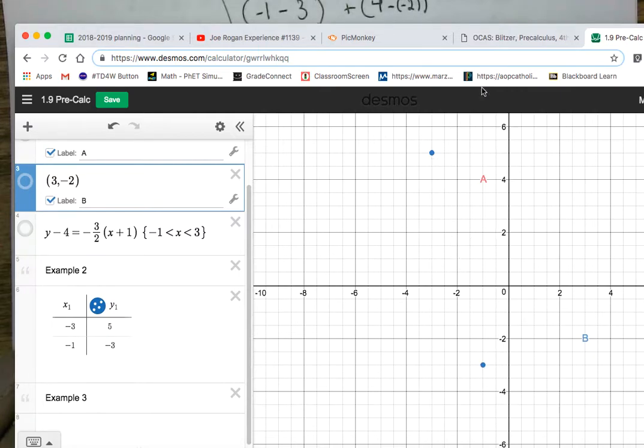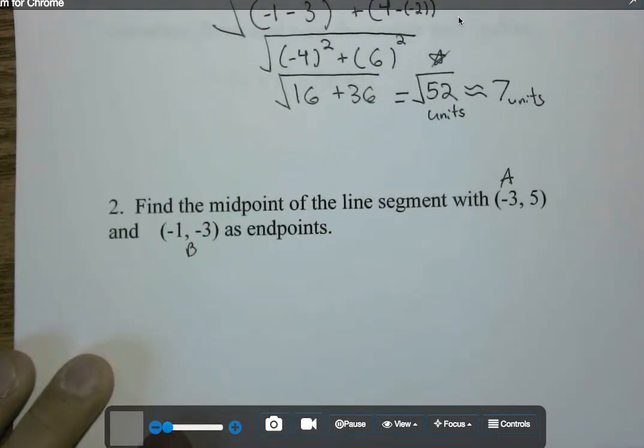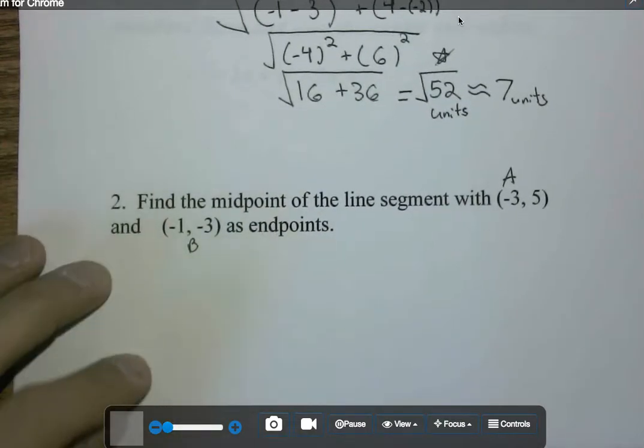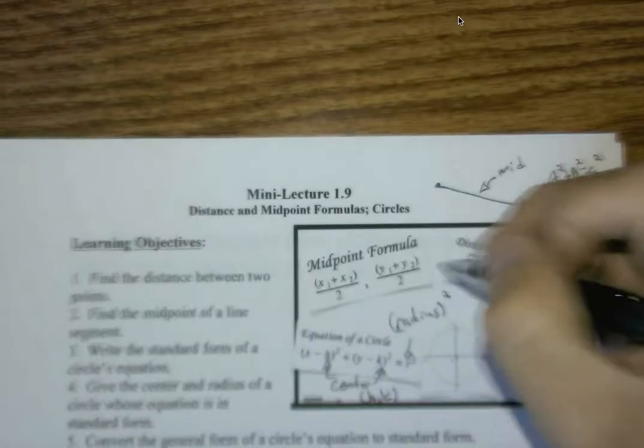There's some point that's dead set in the middle. So think Bon Jovi, we're halfway there. We're trying to find that halfway point. So midpoint formula, you see this up at the top. This is what we're going to need.